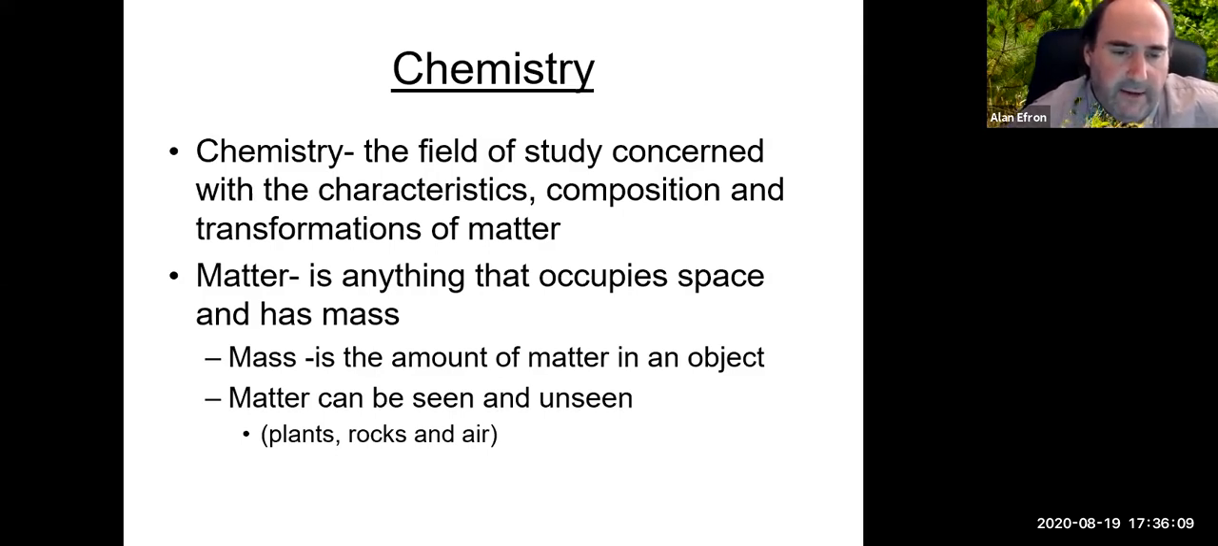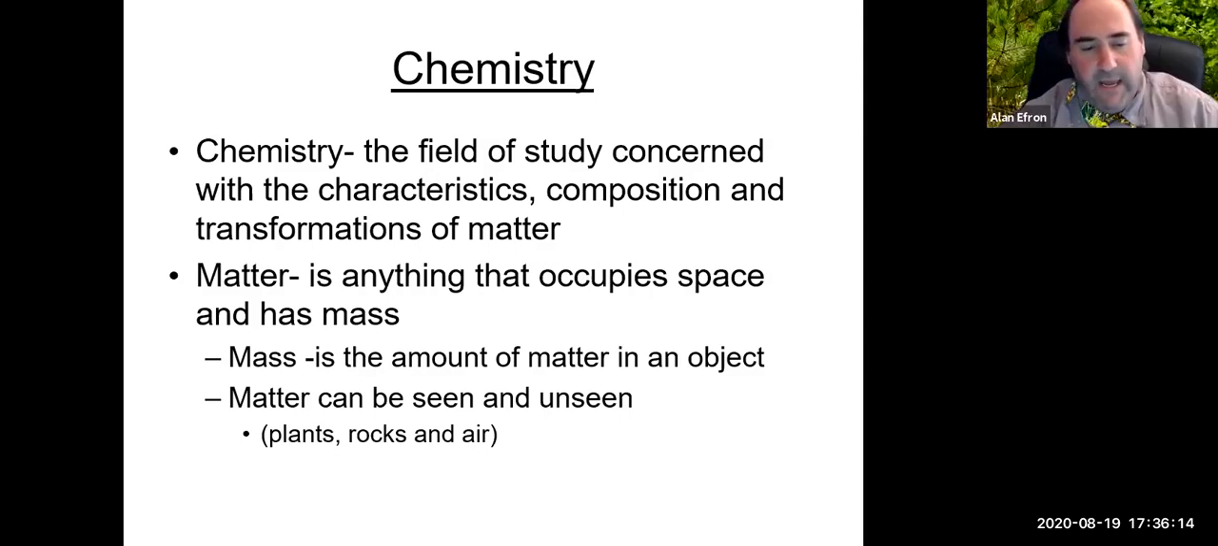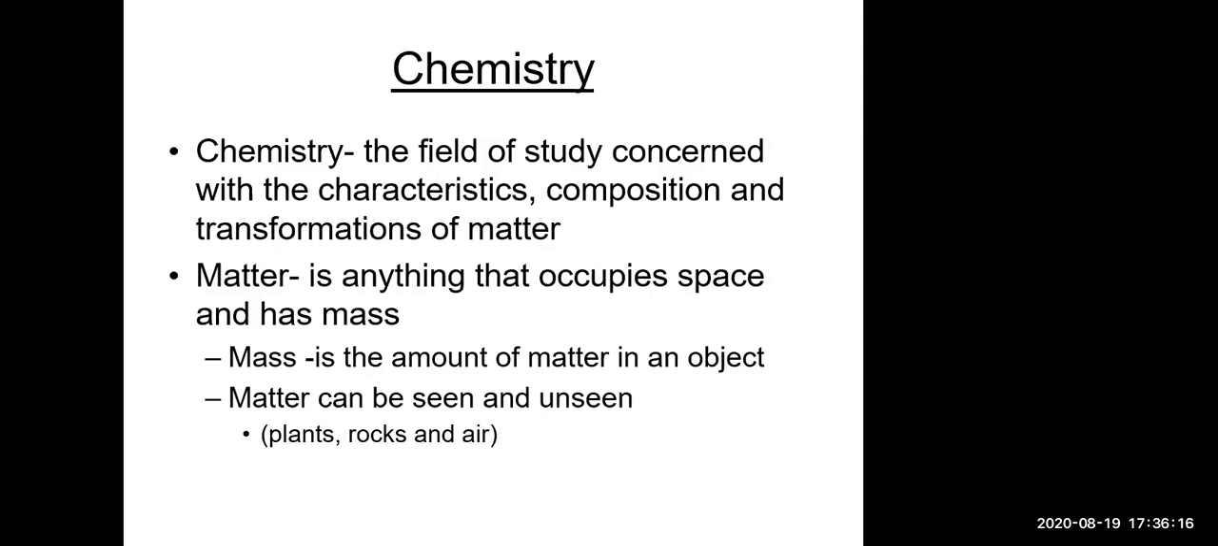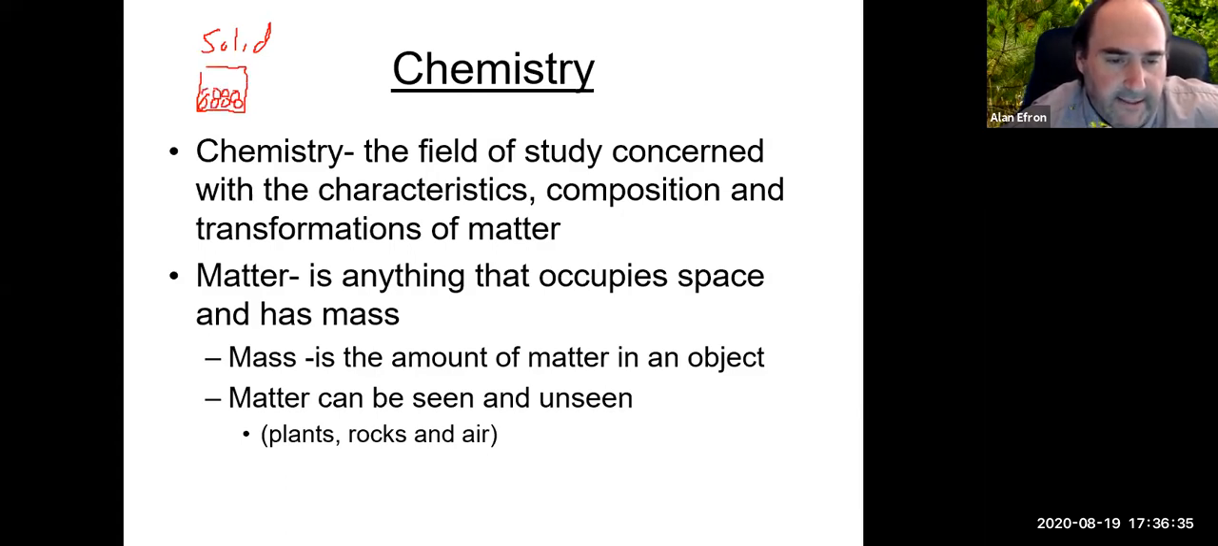And when we talk about matter, there really are three states of matter that we talk about: solid, liquid, and gas. In the solid state, everybody is pretty close to one another and tight to each other, not a lot of room for movement. So in the solid state, things are very rigid. They don't really move around.